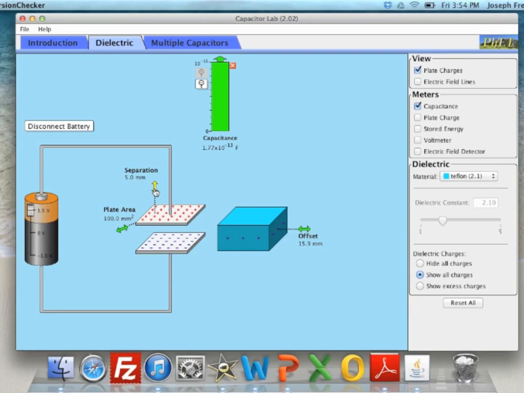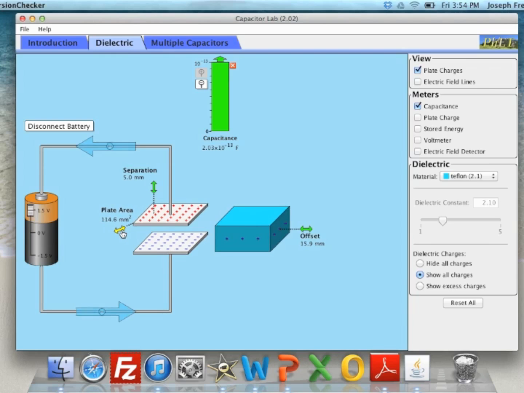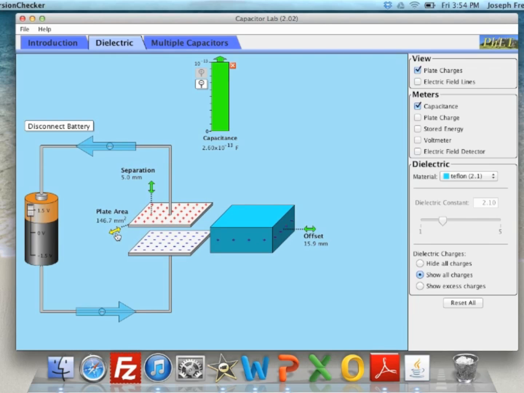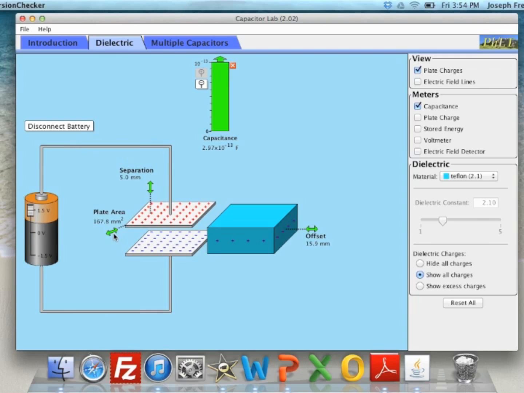All right, now let's see what happens if we increase the plate area. Keeping in mind that capacitance is directly related to plate area, we should get a higher capacitance with a higher plate area. Let's see if that's true. So I increase the plate area, and sure enough, the capacitance is increasing. And so now I'm at 2.97 times 10 to the negative 13th farads.